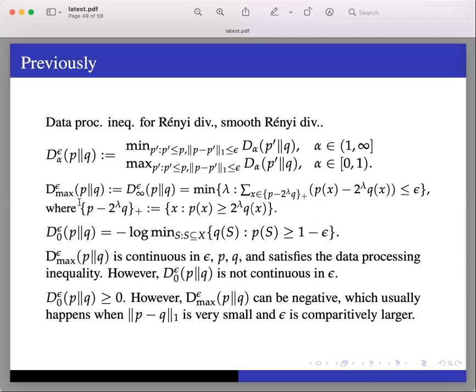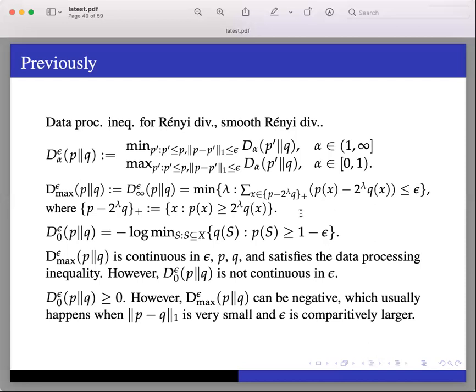So recall D epsilon max. It has this nice characterization. D epsilon max is another word for D epsilon infinity. So it is the minimum over thresholds lambda such that this quantity is less than epsilon. Remember this notation in curly brackets, P minus 2 to the lambda Q with a subscript of plus, means those sample points x where the ratio of P(x) by Q(x) is larger than 2 to the power lambda. Or in other words, if I take this difference, P(x) minus 2 to the lambda Q(x), this is greater than or equal to 0. That's the plus idea.